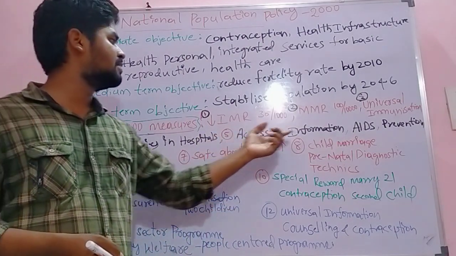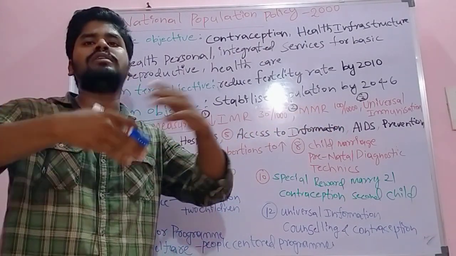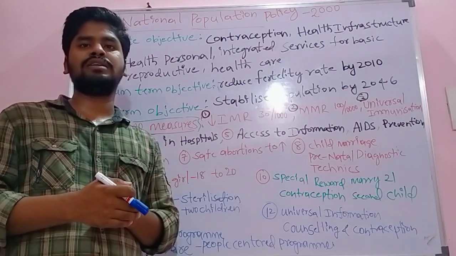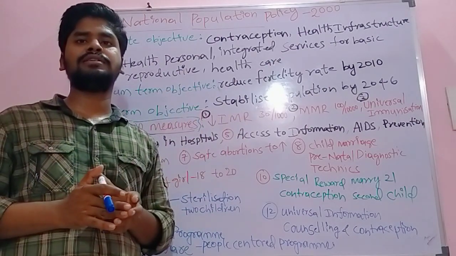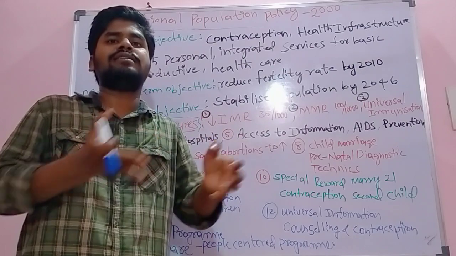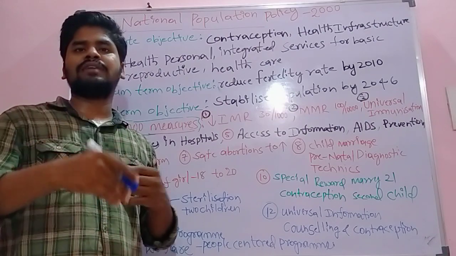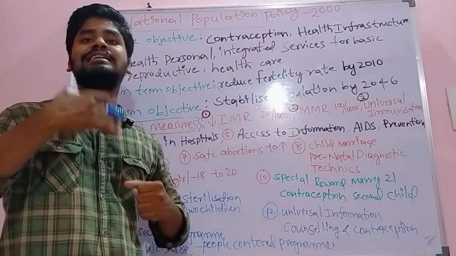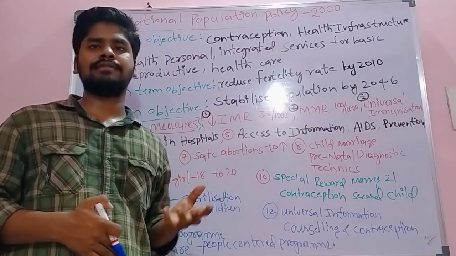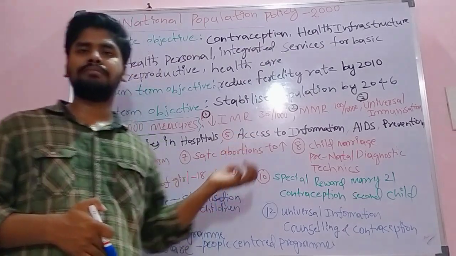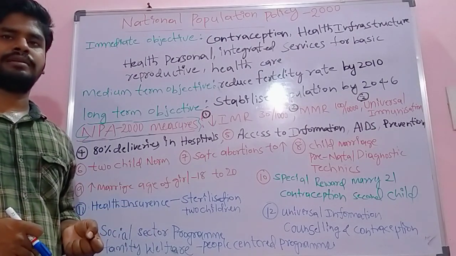See here, the fifth one, access to information on AIDS and prevention. This is also one of the most important. Whatever the communicable diseases, like COVID-19, chickenpox, tuberculosis, the government has to provide information about them. The government has to maintain awareness about spreadable, infectious diseases in India. To eliminate all those diseases, the government has to maintain precautions and preventions and give information about them.